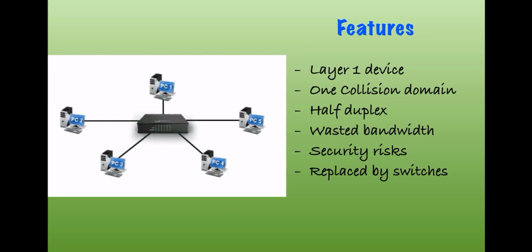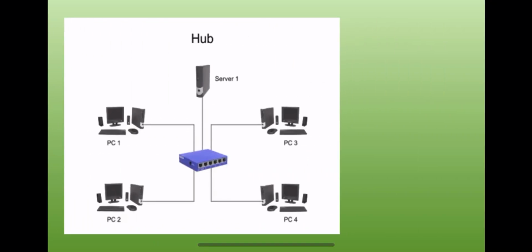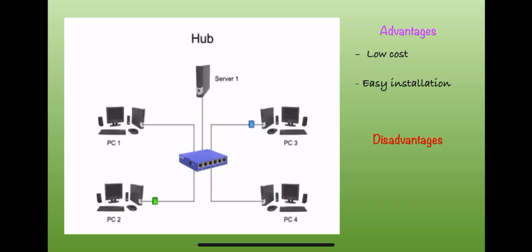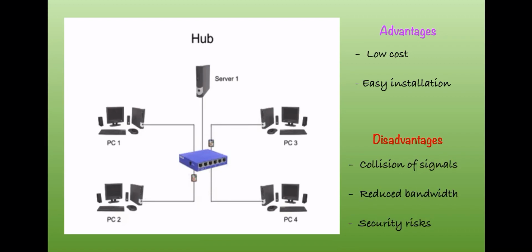The main disadvantage of a hub is that when all the nodes are connected to a hub, the data is transferred to all the nodes, whether a particular node or workstation has asked for that information or not. It will be transferred. So I'll read out the advantages: it is low cost and easy installation. Its disadvantages are collision of signals, reduced bandwidth and security risks.